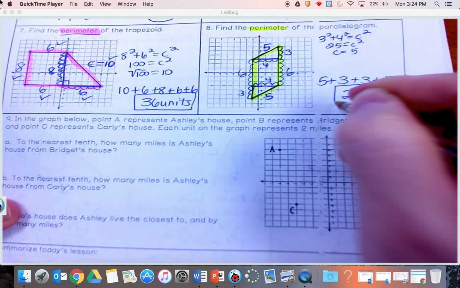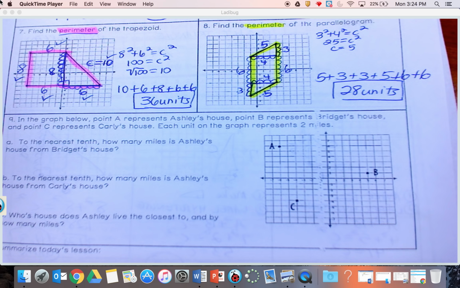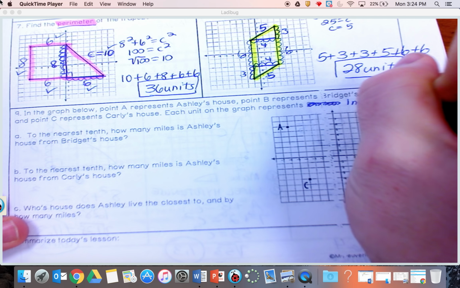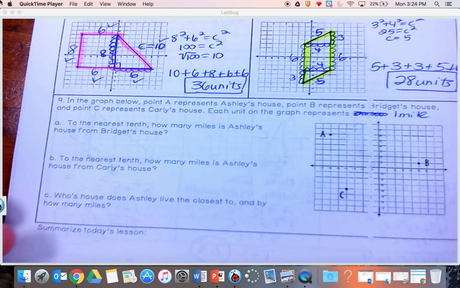And I'm done. So I'm done. It's 28 units long. Okay? Now I'm on to my last one here, being able to solve for these. Back down here, what I want you to do is I'm going to change these to just 1 mile. So you should be able to do these things.